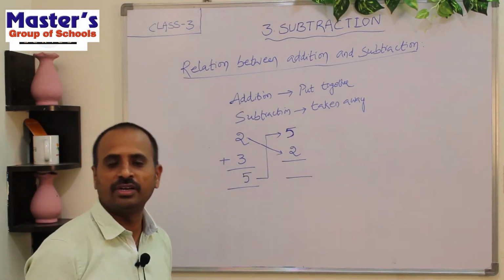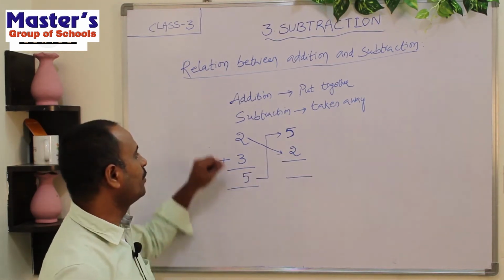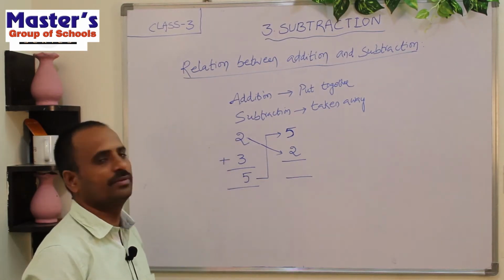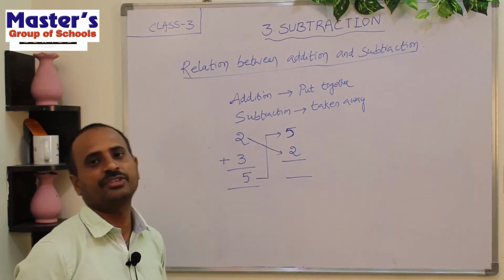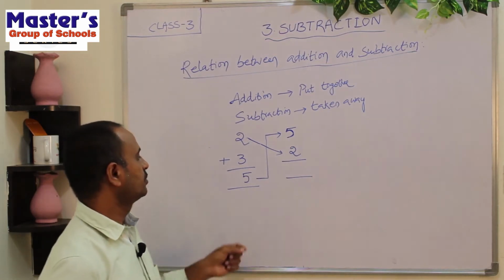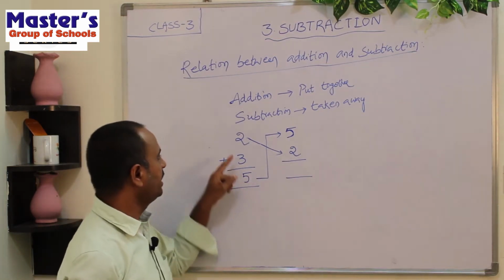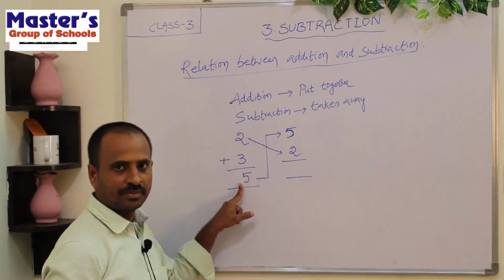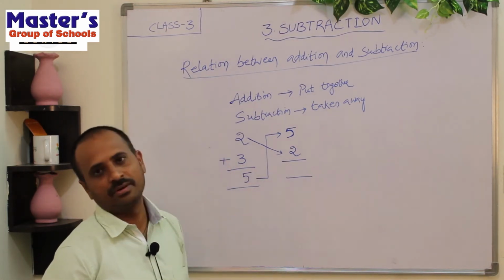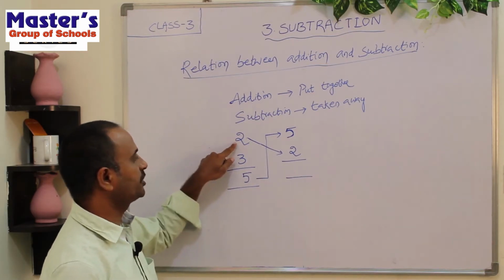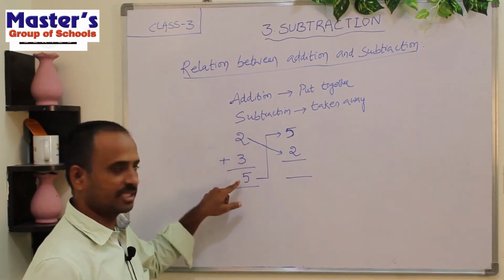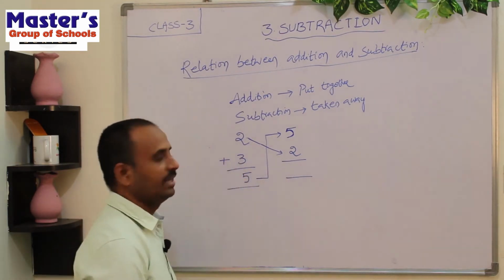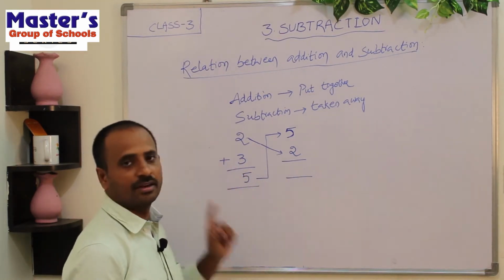Children, are you able to understand here? I have added 2 numbers, the answer is 5, the sum is 5. Now I will do the subtraction. I will subtract any one of these 2 numbers from the sum, then we will get the other number. Now I will subtract the first number 2 from the sum, then I should get the second number 3. Let us check whether we will get 3 or not.